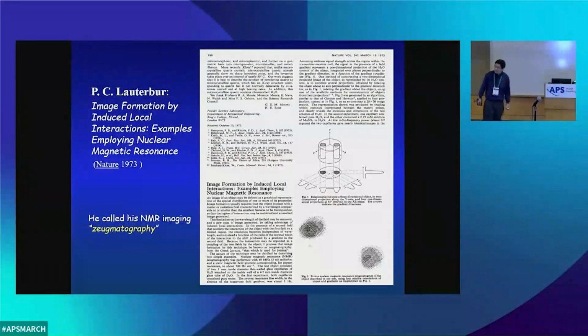One year after we reported our finding at the APS meeting, Professor Lauterbur published a short paper in Nature in 1973. Now, this paper is not about using NMR to detect cancer. It has nothing to do with it. It is just an idea, actually a very straightforward, simple idea on how to make images using the magnetic field gradient. So even in his title, he said this is an example employing nuclear magnetic resonance.